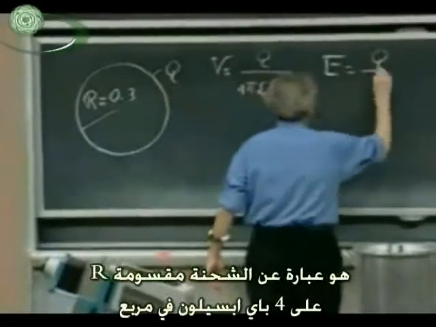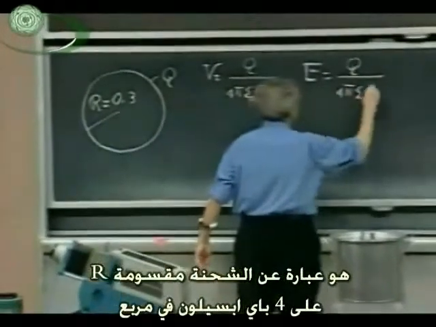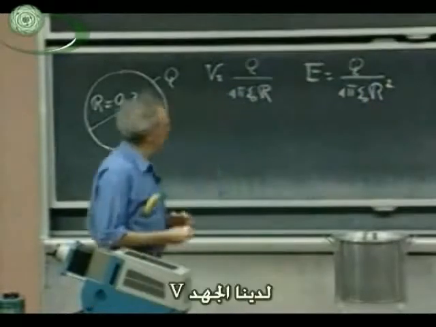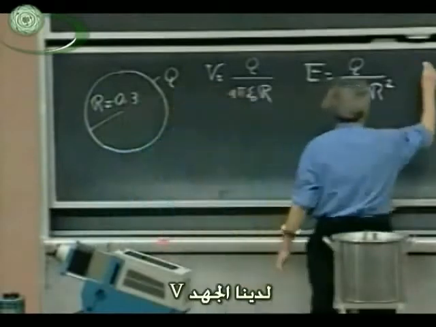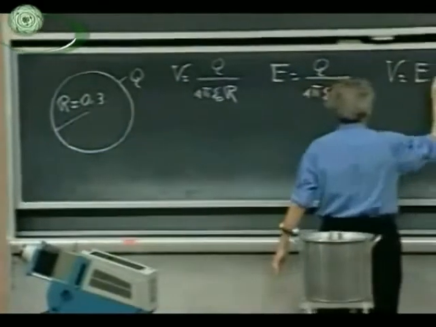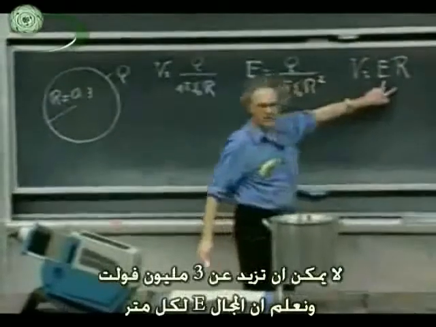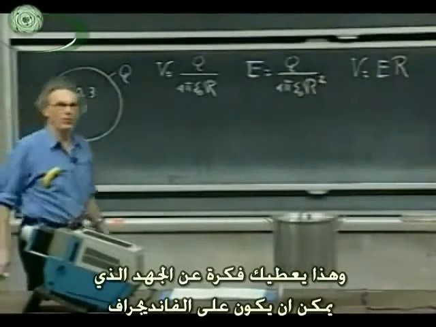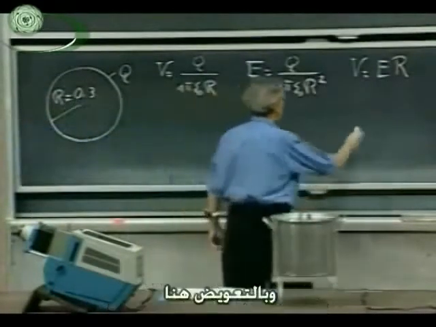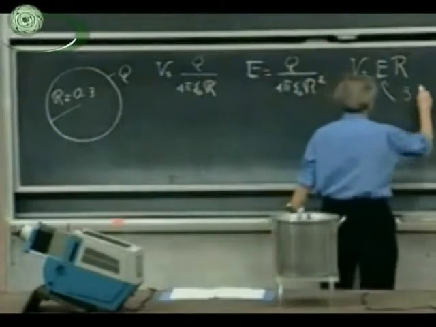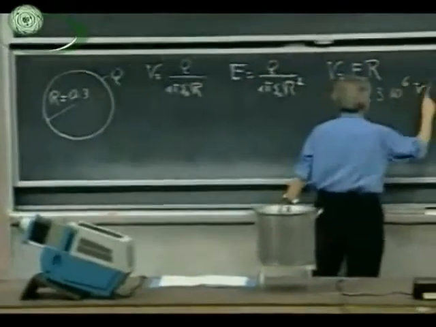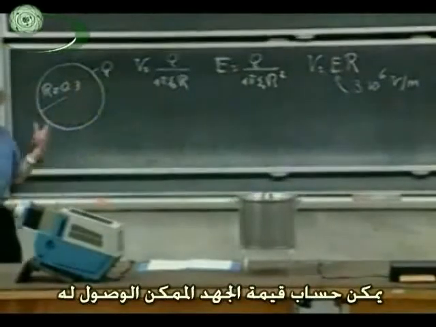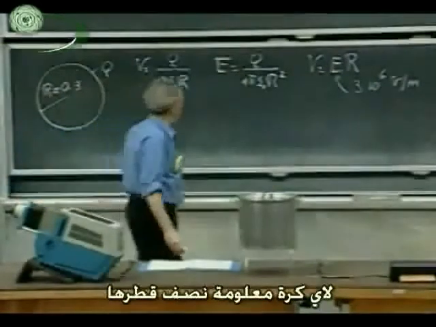V equals Q divided by 4 pi epsilon 0 r squared. So in this case of spherical symmetry, we have that the potential V equals E times R. But we know that E cannot exceed 3 million volts per meter. And so that gives you now a limit on the potential that we can give the Van de Graaff. So if you substitute in here 3 million volts per meter, you can calculate what potential you can maximally reach for a given sphere with a given radius.